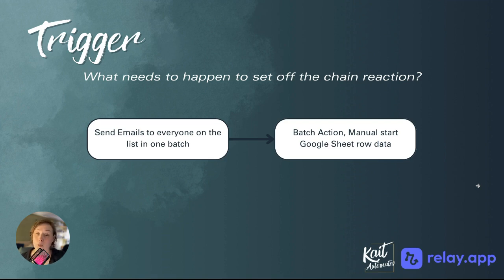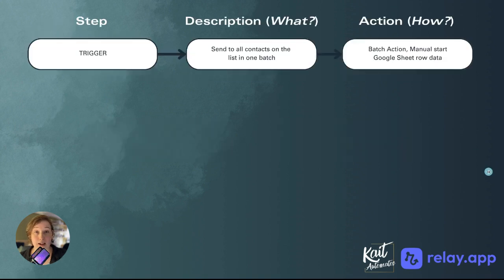For this use case, what I want to do is send emails out to everyone on my contact list for this event in one batch. Now, fortunately for me, Relay.app has a really handy native batch action that we can use, and I'll show you how to do that. And in this case, I'm going to go ahead and do it with a manual start, meaning that I will tell Relay when I want all these emails to be sent. The only other thing we need for this trigger is the row data from our Google Sheet. So that's how we're going to trigger. We're basically going to have it go off when I push the big red button, so to speak.